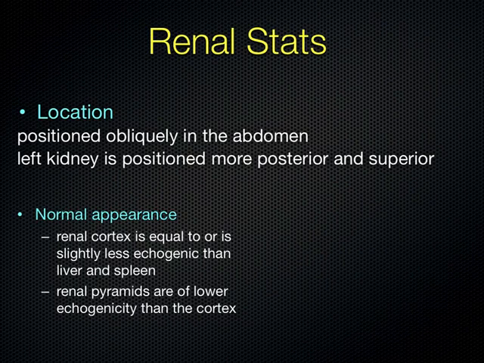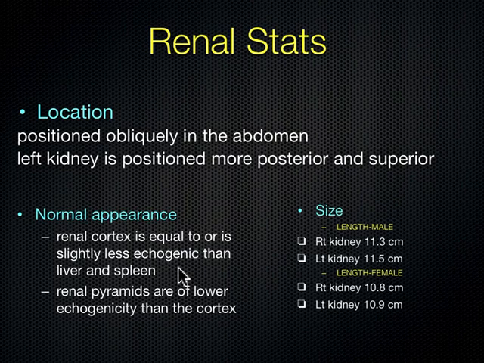Now, the kidneys are located obliquely in the abdomen, and it turns out that the left kidney is more posterior and more superior, and the way I remember that is that the left kidney is more towards the head and more towards the bed. And it turns out that the renal cortex is less echogenic than the liver or the spleen. And the renal pyramids, because they're filled with urine, are less echogenic than the cortex. So in terms of brightness, the liver and the spleen are brighter than the kidney's cortex, but the kidney's cortex is brighter than the renal pyramids. The renal pyramids are less echogenic than the cortex.